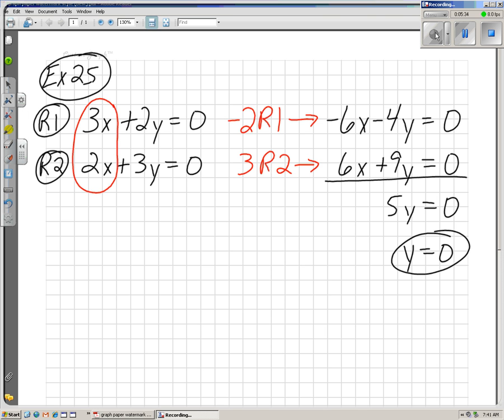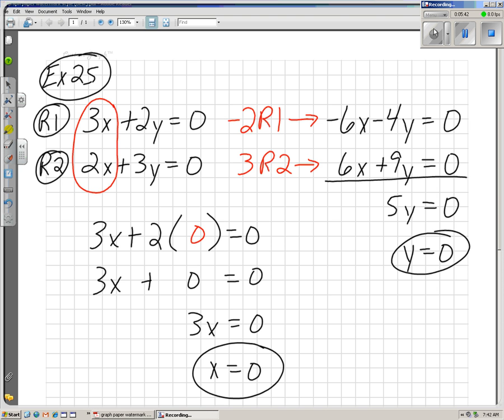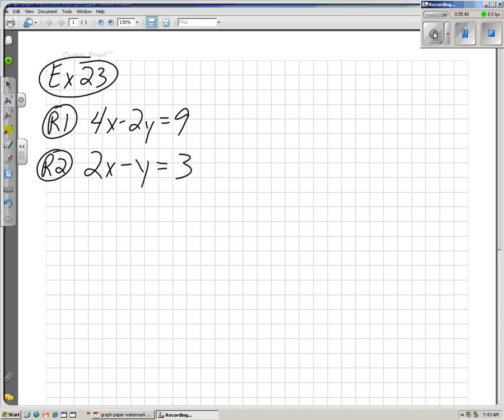So I found my y, it's 0. I just go back and substitute and figure out what x is. And remember, use either equation. I'm going to use the top equation, row 1. And there we found it. And these two lines cross at the origin, 0, 0.